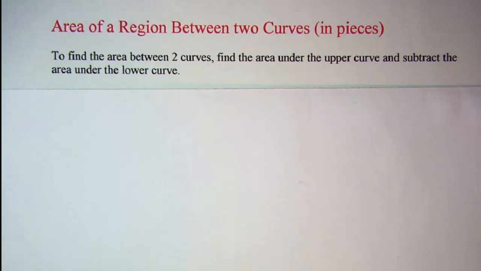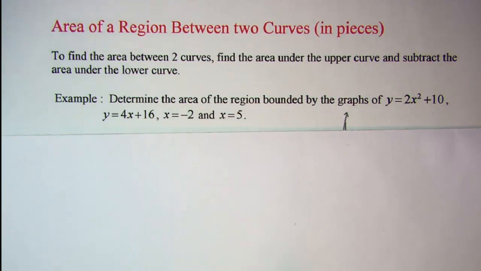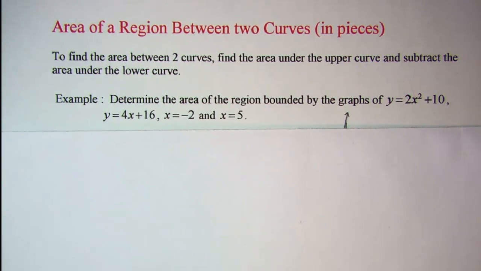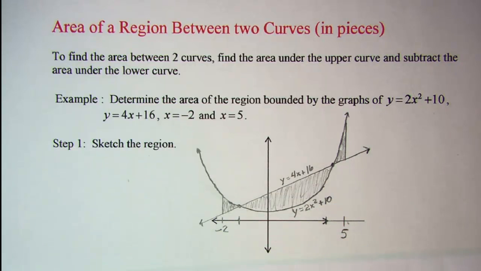The example that we'll be doing is determine the area of the region bounded by the graphs of y equals 2x squared plus 10, y equals 4x plus 16, x equals negative 2, and x equals 5. Our first step is to sketch the region.